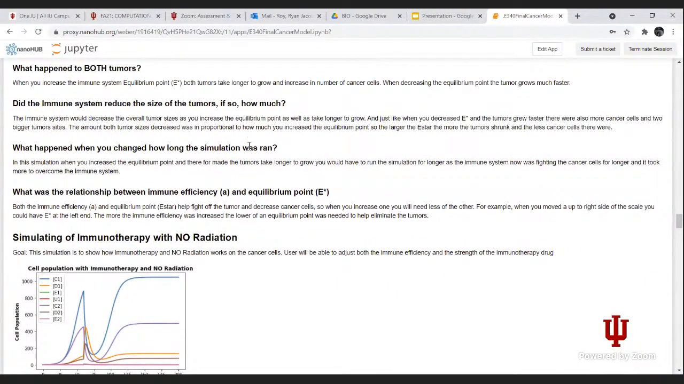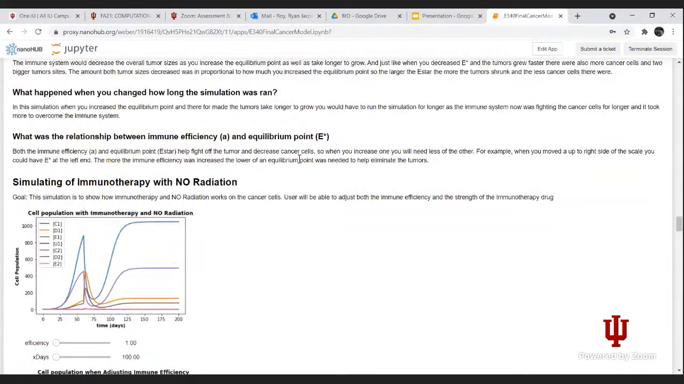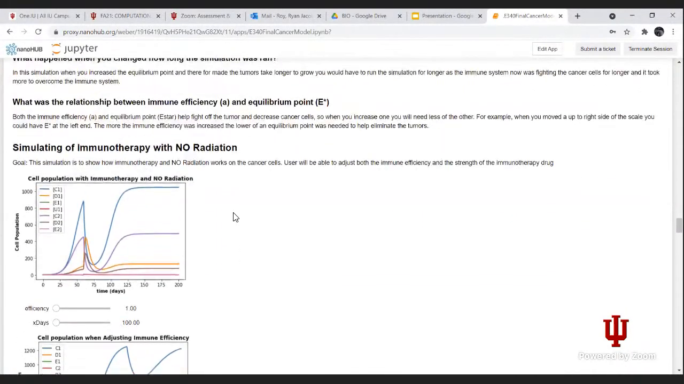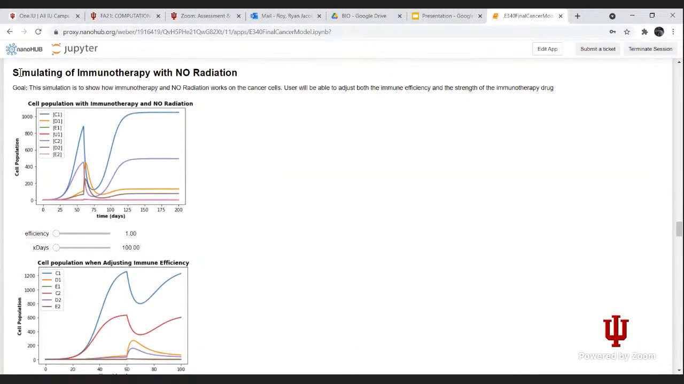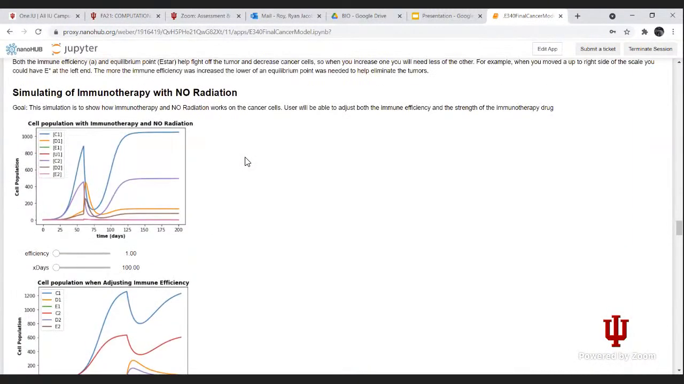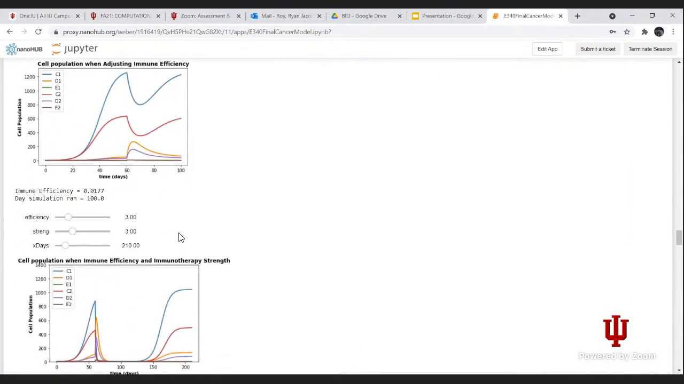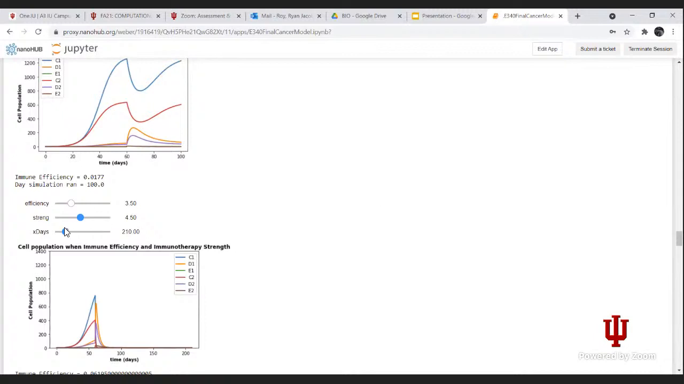Again, they go forward to explain every single one of those cases, like what happens when you tweak every single one of those parameters. This is the fourth level of complexity. They talk about simulating immunotherapy, but without radiation. This is where it gets interesting. We can simultaneously play around with the efficiency of radiation, the strength of immunotherapy, the immunotherapy drug, and also we can zoom in and zoom out.